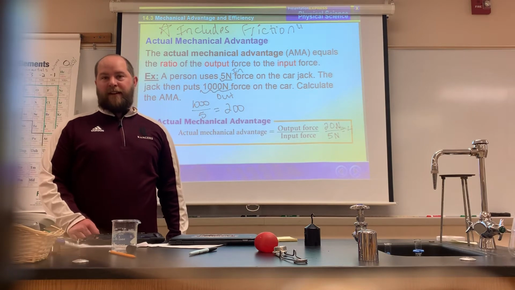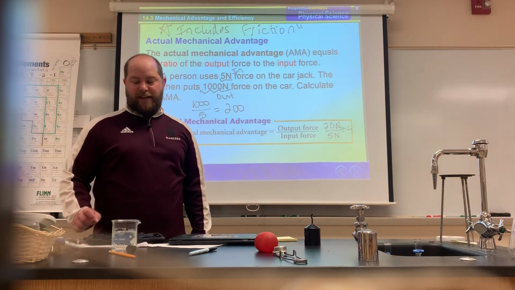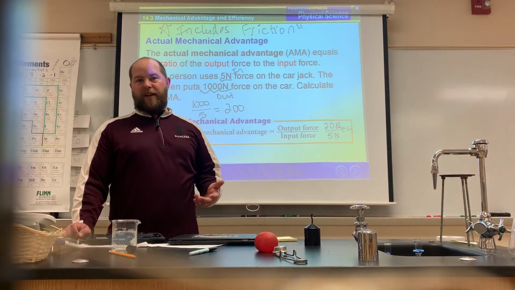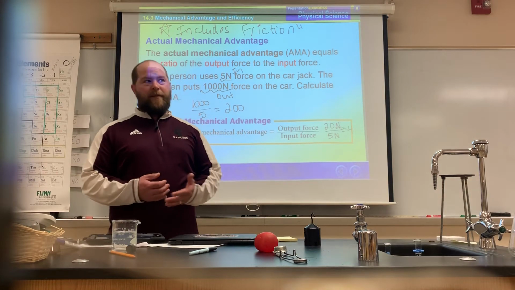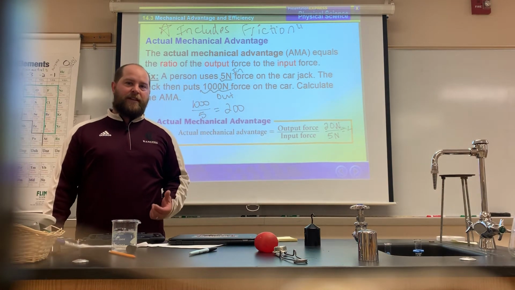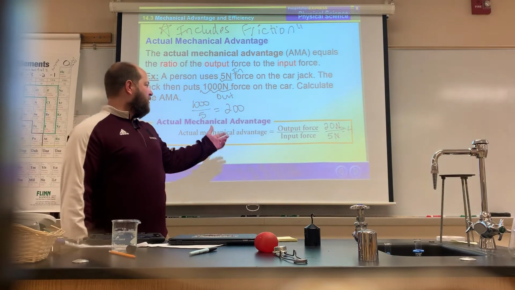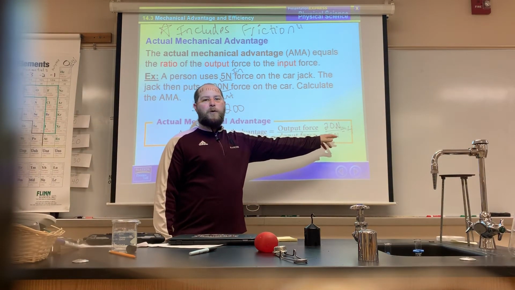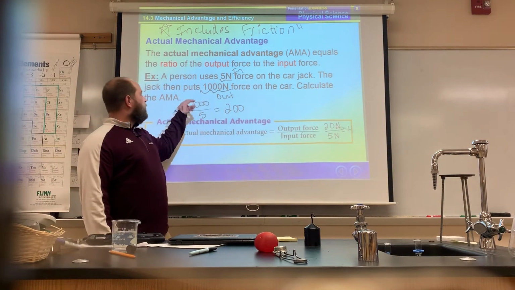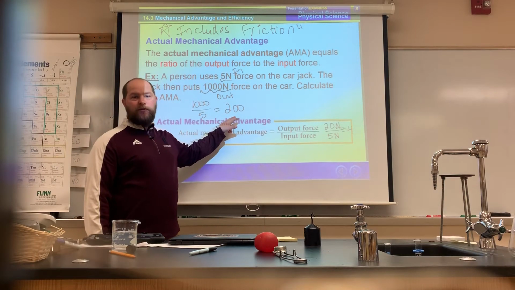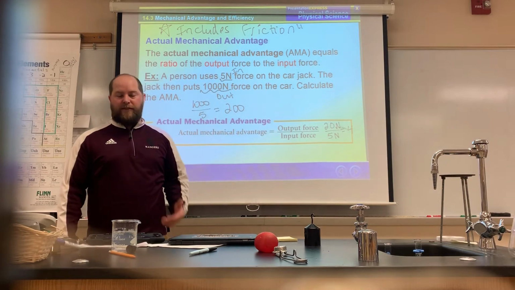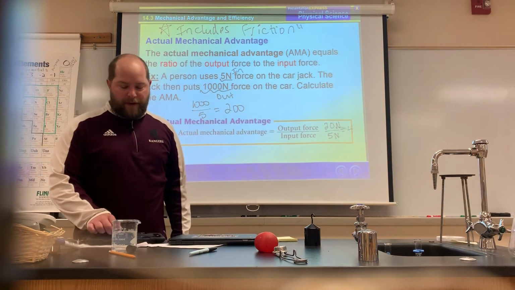So that is a really good simple machine. You're getting a lot of mechanical advantage. So you guys can see that probably the higher the number that you calculate, the better the machine is. So like with the nutcracker, we got 4 for mechanical advantage. With a car jack, we're getting 200 for mechanical advantage. So the higher the number, the better the machine.